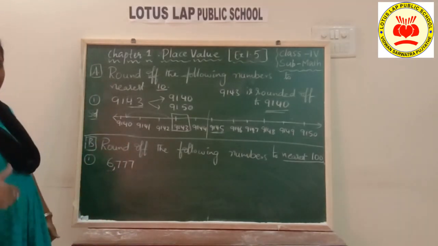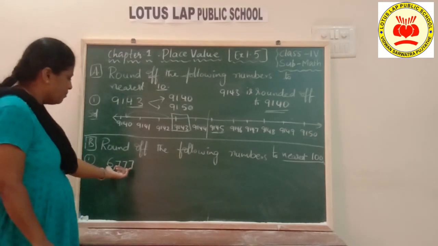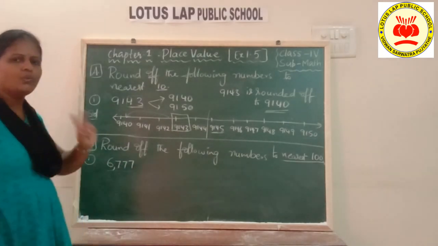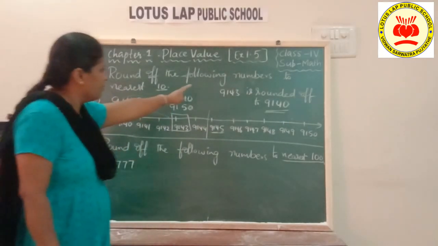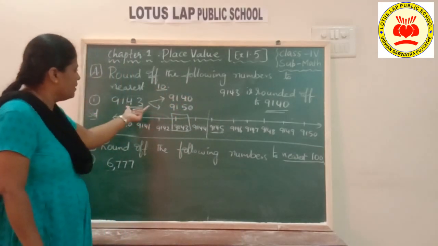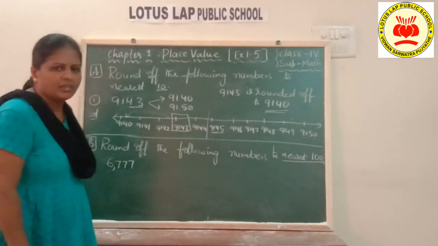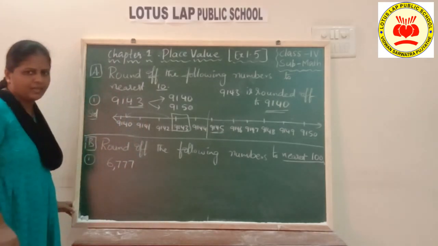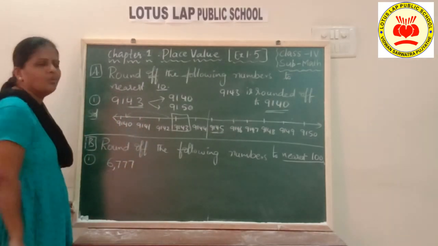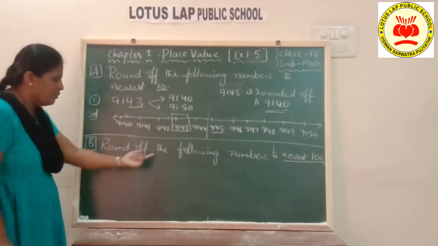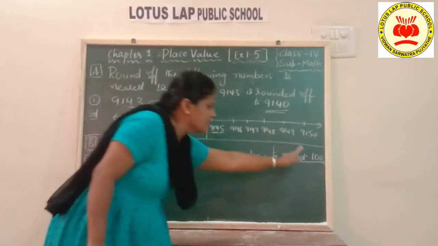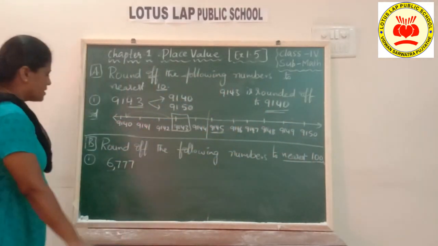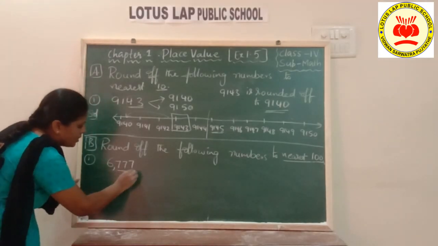6777. As I said, identify between which two hundreds the given number lies. When I did it for tens, I identified between which two tens. For that, what did we do? We took the tens and ones place, and we checked between which two tens this number lies. Now as we are rounding off to the nearest 100, start taking from the hundreds place.